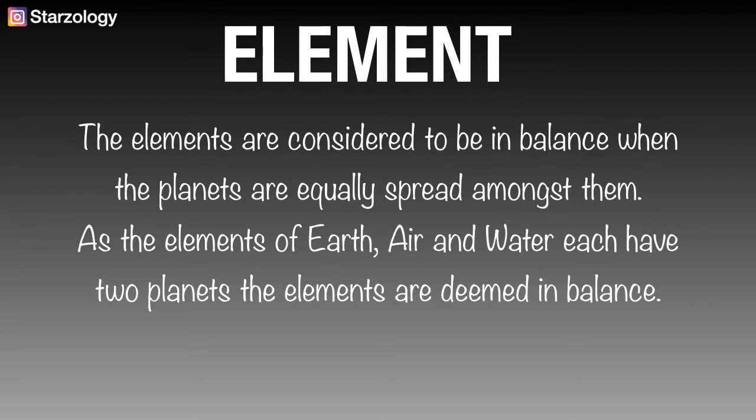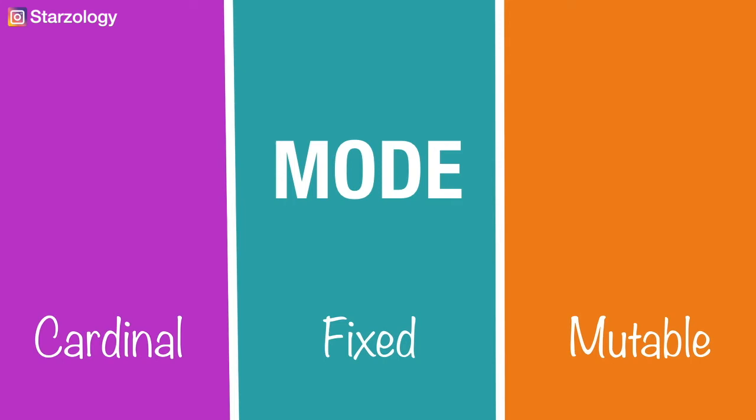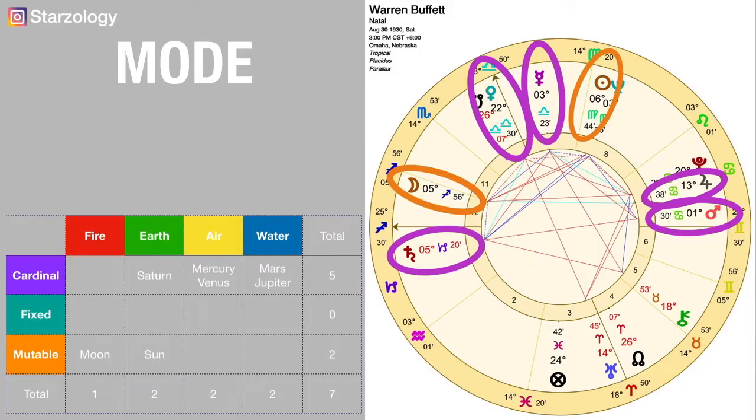As the elements of earth, air, and water each have 2 planets, the elements are deemed in balance, because that is the best way you can balance a number 7. Next, we're going to be looking at the modes. So we have cardinal, fixed, and mutable. And now again, looking at the planets there.